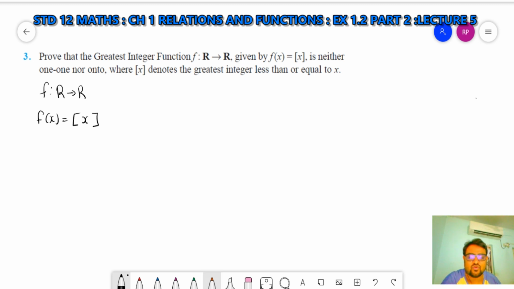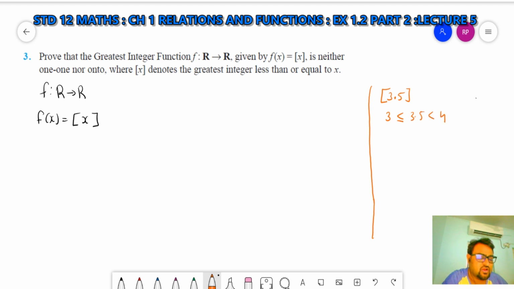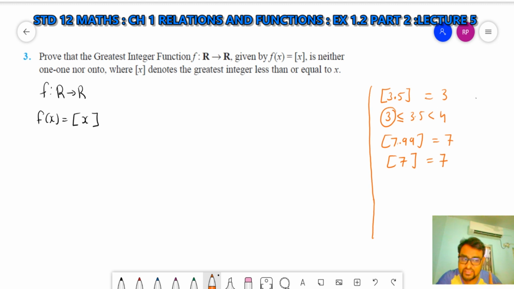So first, let's take a quick revision. What is the greatest integer function? I will just give you an example. If I am writing 3.5, what does this mean? 3.5 lies between 3 and 4. So the greatest integer which is not greater than 3.5 is 3. If it is 7.99, then it will be equal to 7. If it is 7, then this will be equal to 7 because 7 is not greater than 7. Clear? So this was about the greatest integer.